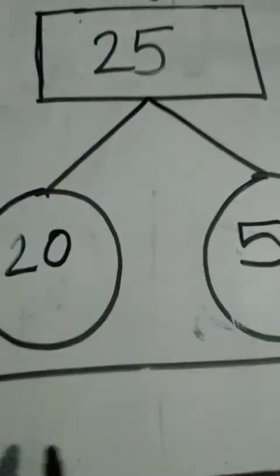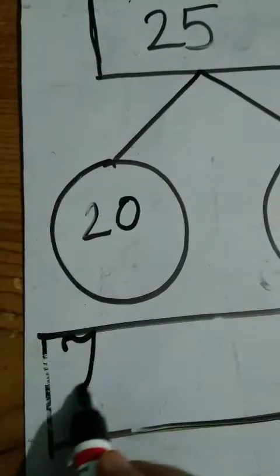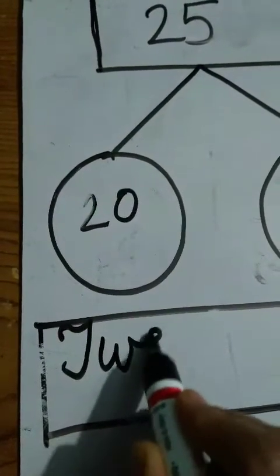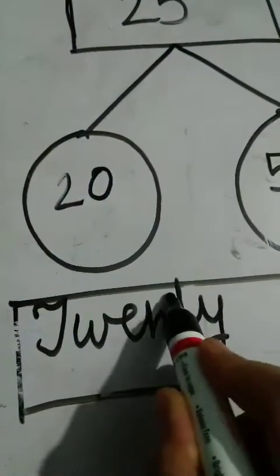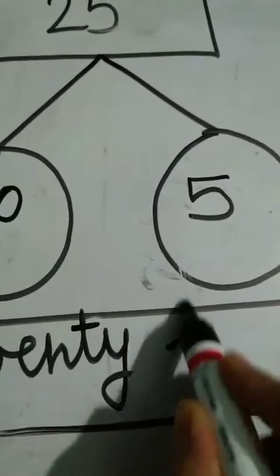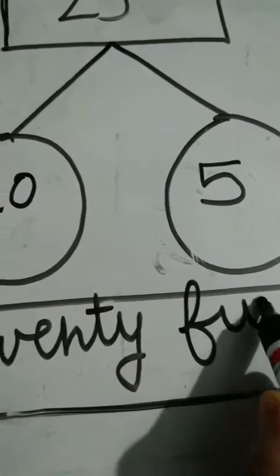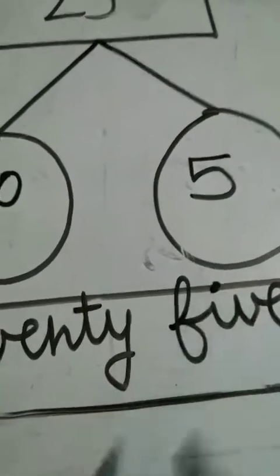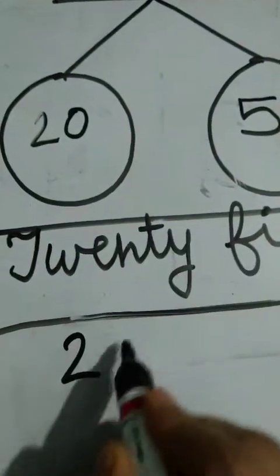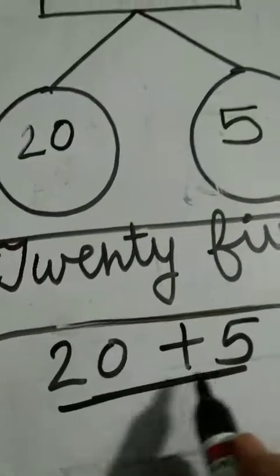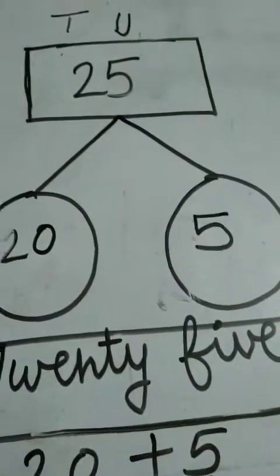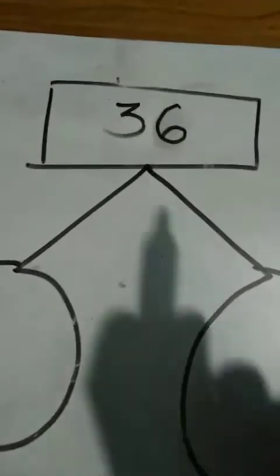And how to write that number in words? We are going to write 20. T-W-E-N-T-Y. It's 20. And this is 5. F-I-V-E. 20 and 5. And the expanded form is 20 plus 5. So this is the expanded form of the number 25. Did you get it, children? Then we'll move on to our next example.